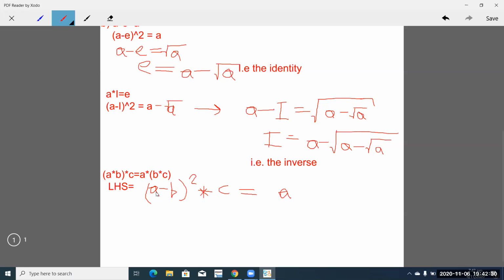You get that. Now think of all of this. What is A star B? A star B is A minus B all square. So A minus B all square star C. Think of all of this like a G. What would be G star C?